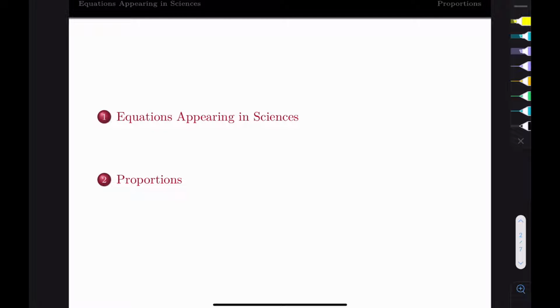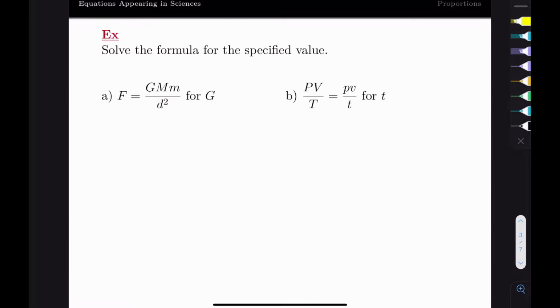And then our next unit is going to build more on that proportions aspect. So the first thing we're going to go through is we're going to work with some formulas that appear just in our everyday sciences. So if you have to take chemistry, if you have to take physics, these will kind of appear later on. And what we're going to do is we're going to solve each of these equations for whatever variable they want. So we just got to do a lot of manipulation.